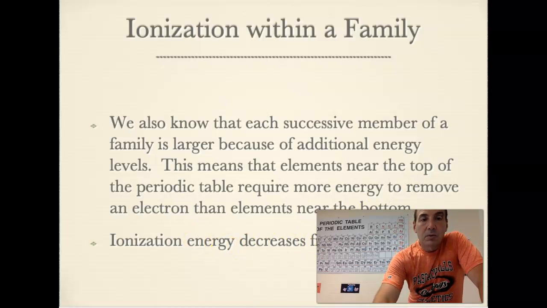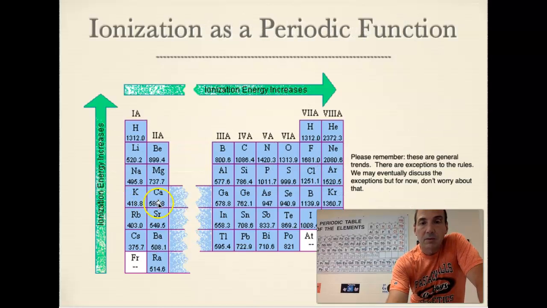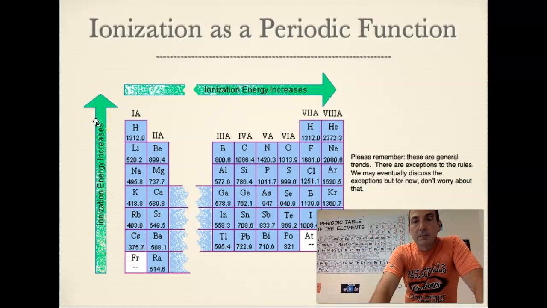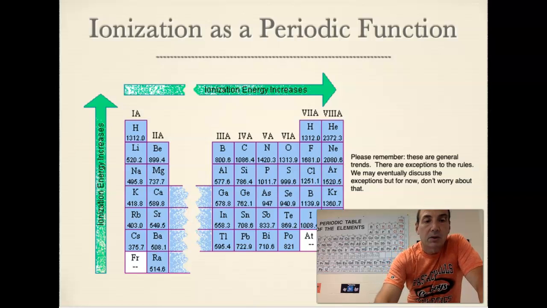Okay, so again, those two trends we've talked about are the exact opposite. From left to right, we said the size decreases, well, that means the ionization energy increases. And we said from top to bottom, the size increases, so that would mean the ionization energy would decrease going down. This arrow shows it's increasing going up. Okay, so two different trends that you need to keep in mind.